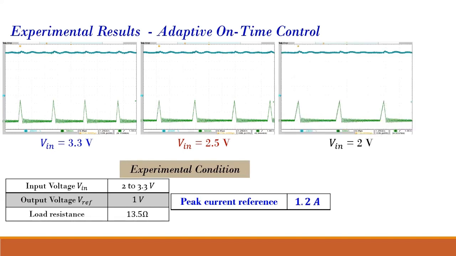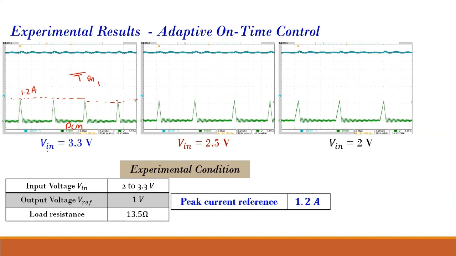You'll see these hardware results. Over here, your peak is the same, and it's operating in DCM. Your inductor current is 0, and from here it is reaching this reference of 1.2 ampere. If you observe, the on time in this case is fixed, there's some particular on time, T on 1.